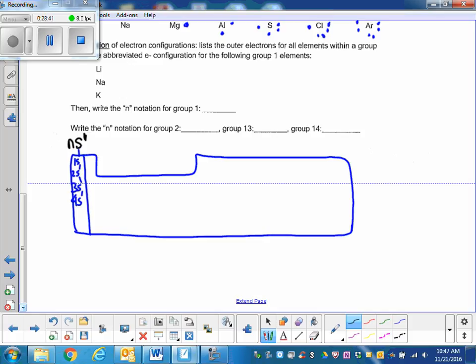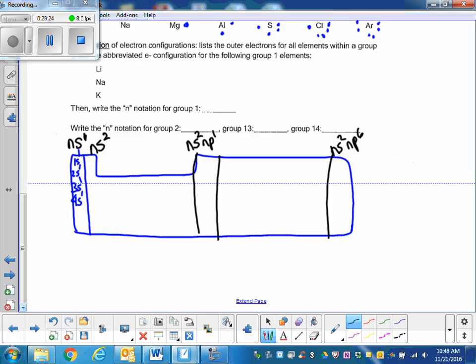Can someone help me with the n configuration for group 2? ns2. All right? So what do you think it will be for group 13? ns2 np1. Is that right? It gives me the number of valence electrons, guys. It helps me count up the valence electrons. Right? So what is that for group 18? ns2 np6.